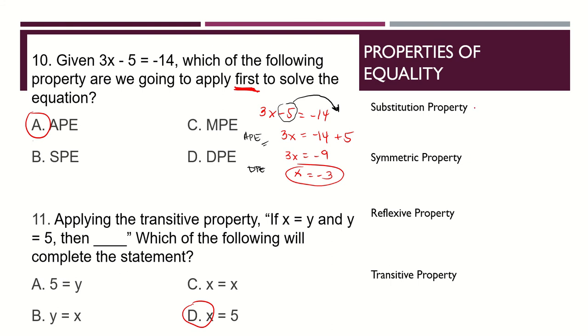For the substitution property, you already know this. Equals may replace equals. We applied it earlier in checking if our given value is a solution to a given equation. So, equals can replace equals. For the symmetric property, you can interchange the left and the right side of the equation. For example, if your given is x equals y, you can conclude that y equals x.